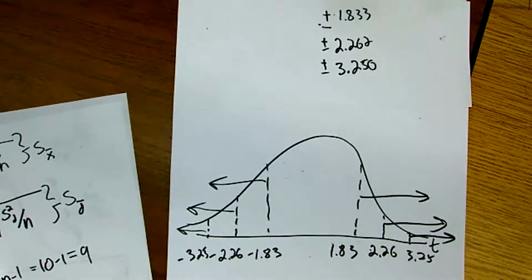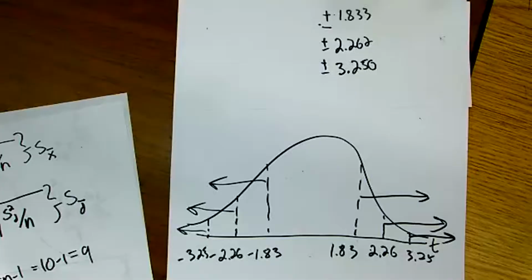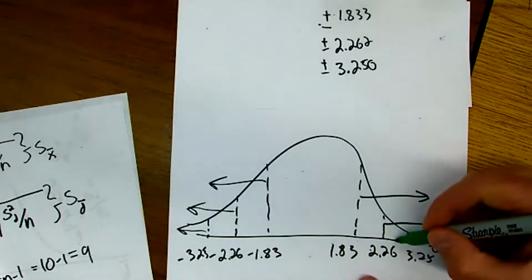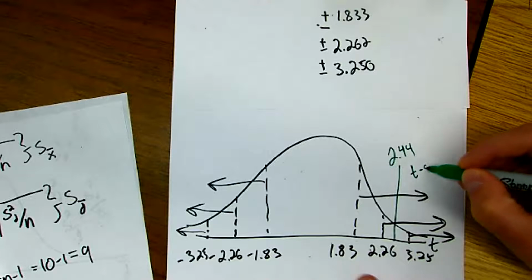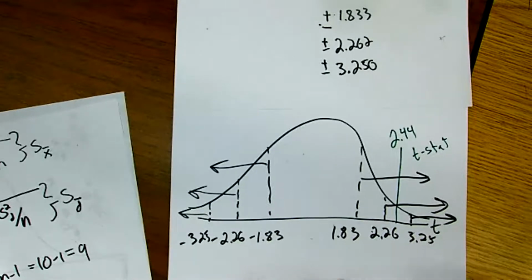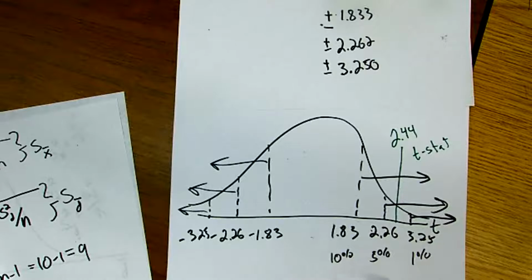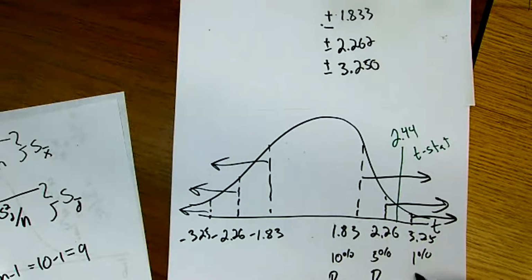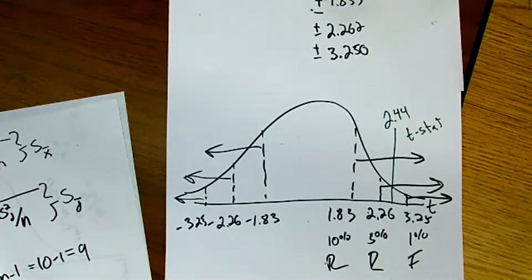Okay. And I already forgot what that was, so I'm going to go back. It was 2.44, right? So if I plot that test statistic of 2.44, I can see that it's in the rejection region at these two levels. Just as a reminder, this corresponded to 10%, 5% and 1% levels. So I can reject at the 10 and 5, but I would fail to reject at that 1% level. Okay?